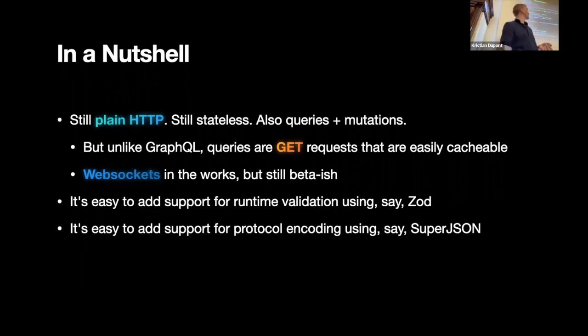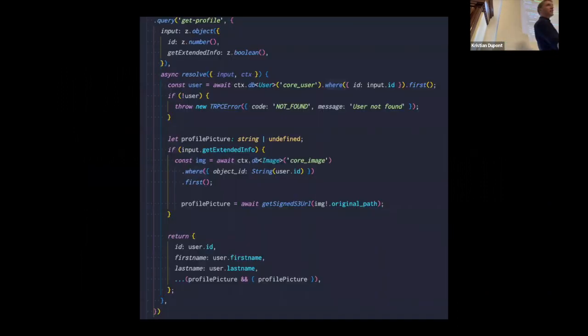And it looks like this. I hope this is big enough. Can everybody see? This is a screenshot, so I can't zoom, but I hope it's visible. One thing that's missing here at the top is a create router call, but I can try and show you a little bit in my IDE in a minute. Basically, this defines a query on the back end. This is an endpoint called get profile, and this is just an example. It takes an ID, which is a number, and getExtendedInfo, which is a Boolean. So sort of like a function.